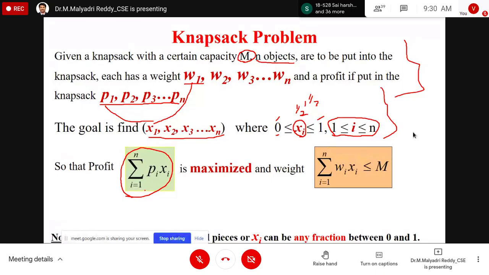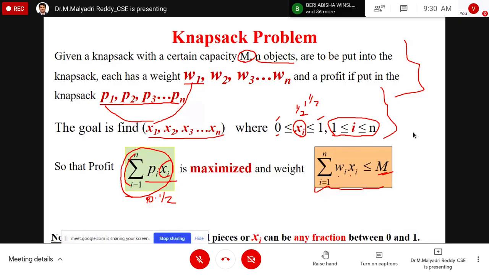We need to maximize the profit while selecting the objects 1 to n. Whenever we select the object, the corresponding item value is with respect to the corresponding part, how much part we select. Suppose object 1 is there, profit is 10. If we select half of the part, then it is the profit. This is the part, how much you select from the items. And its weight constraints are always less than or equal to the capacity of the bag.